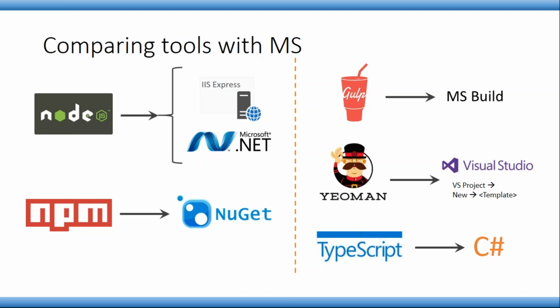Yeoman is like a template generator. So you can create your own project template in Yeoman and then reuse that project template in your development. In Visual Studio, for us, it's just saying file, new project, and then we pick and choose the template that we want to use. So Yeoman will be the equivalent part. And of course, the programming language, instead of C#, we use TypeScript, which is a superset of JavaScript that will allow us to compile JavaScript and generate JavaScript on the fly based on what we build with this language.